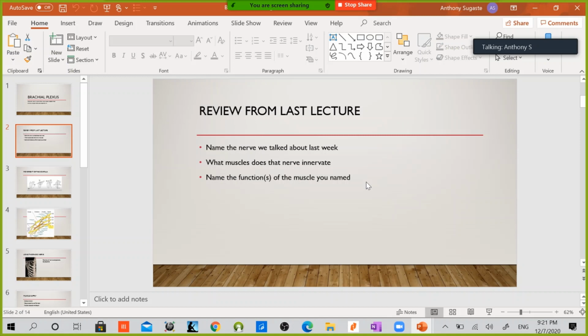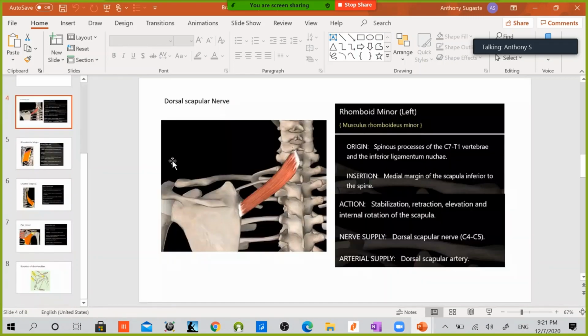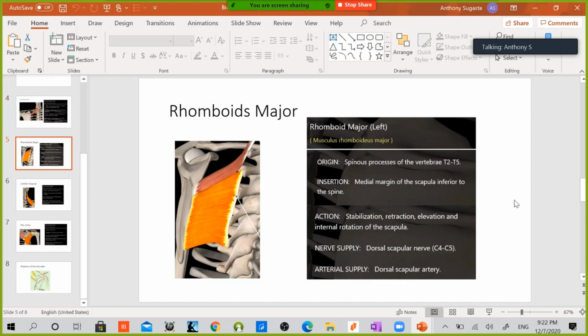Pretty much controlling the motion of the shoulder. Rhomboids minor: we're stabilizing, retracting, elevating, and internally rotating the scapula. Rhomboids major: stabilizing, retraction, elevation, internal rotation of the scapula. Again, like I said, rhomboids major and minor have the same function. It is controlling the scapula when you're doing overhead motions.